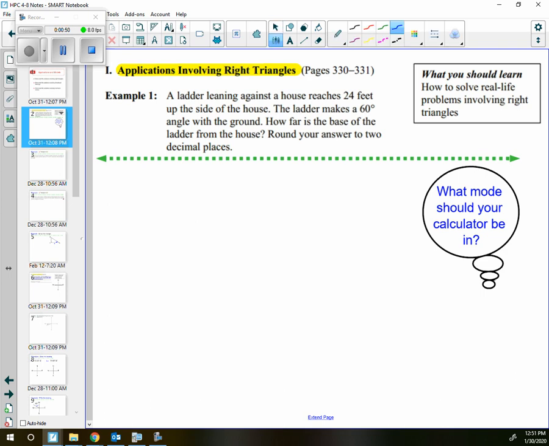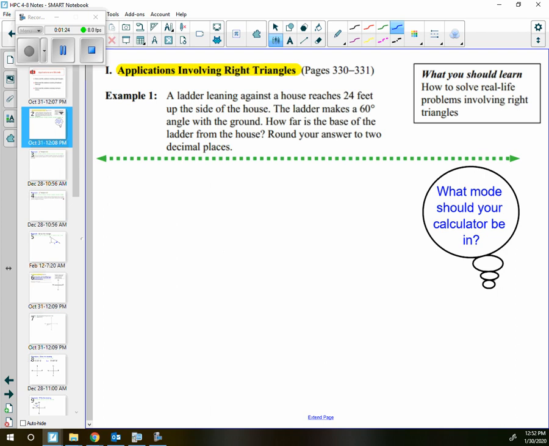So we're going to start right in with an application and see if we can draw a picture that will help describe the situation that we're looking at. So remember, when we're trying to do right triangles, we're trying to see if we can use what we have and what we're trying to solve for, what trig ratio best represents that situation. So I'm going to ask that you try to go ahead and draw what this is saying. So it says a ladder leaning against a house reaches 24 feet up the side of the house. The ladder makes a 60-degree angle with the ground. How far is the base of the ladder from the house? Round your answer to 2 decimal places.